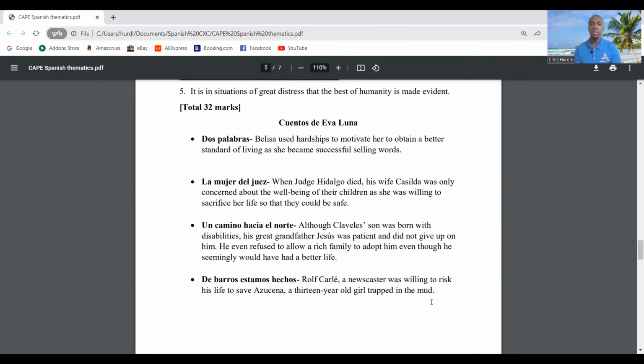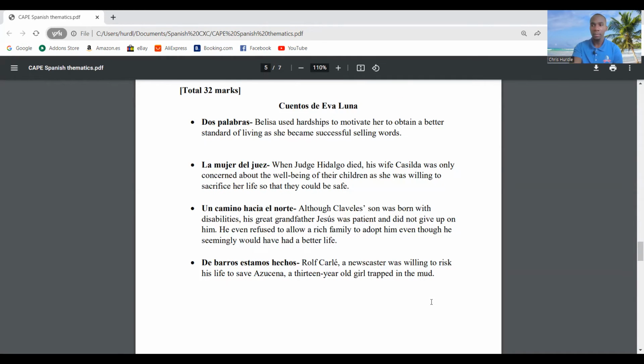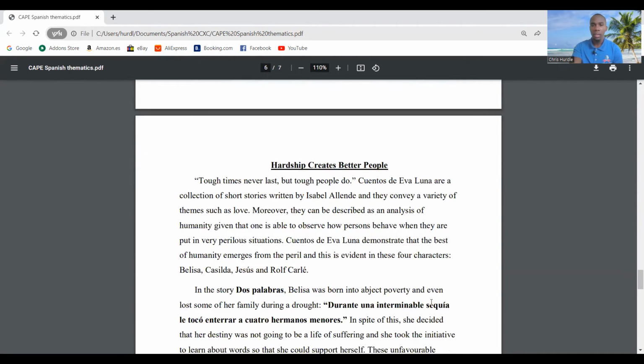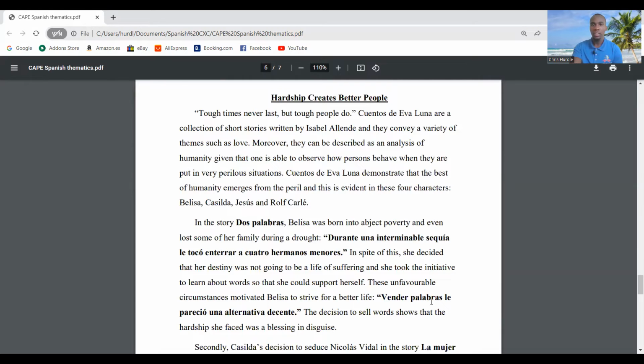De barros estamos hechos. Ralph Carle, a newscaster, was willing to risk his life to save Azucena, a 13-year-old girl trapped in the mud. So these are four examples of how the best of humanity emerges under situations of great distress. But let's get to the essay. And of course, I gave it a title, Hardship Creates Better People.